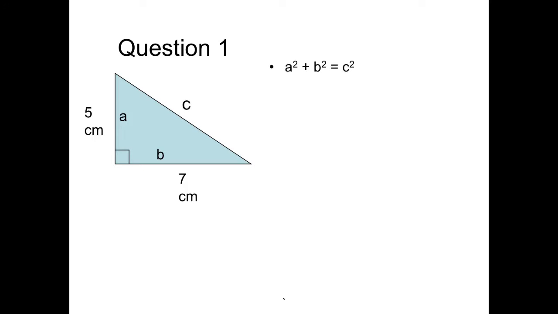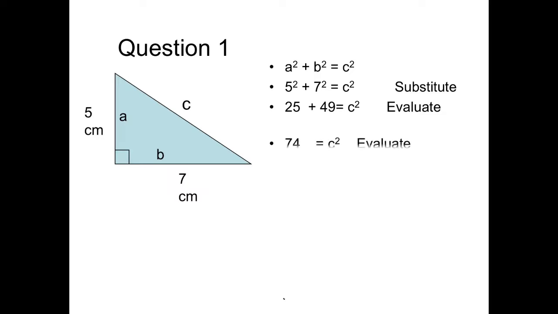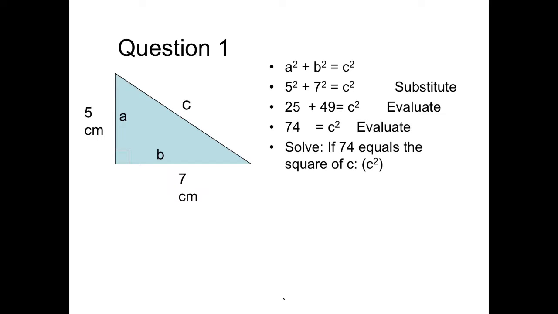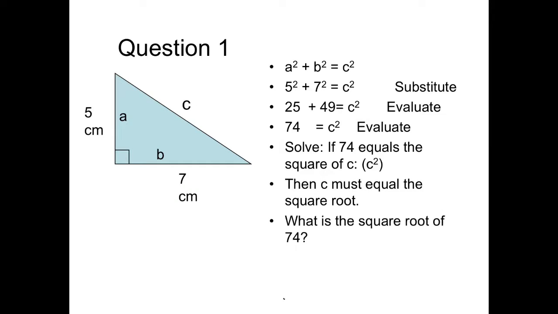So in this question right here, we have another missing hypotenuse. We start with the formula, substitute in the values, square them, add the squares, and then, of course, say that the square root of 74 must be the answer. And so what's the square root of 74? It doesn't have an exact number, but we can estimate it there.